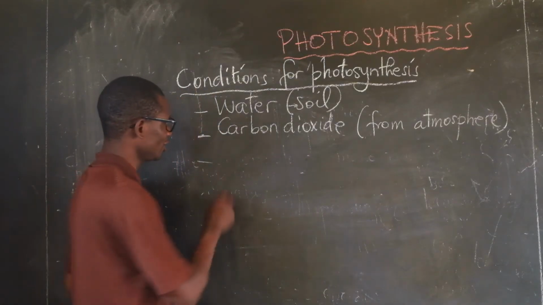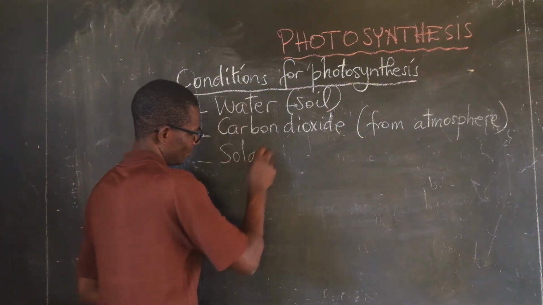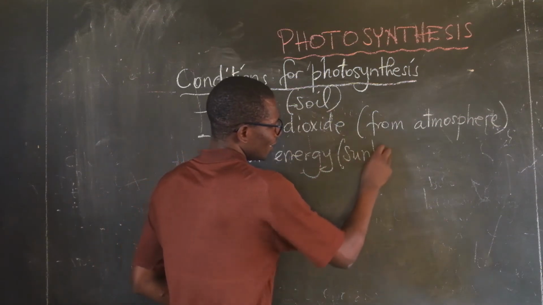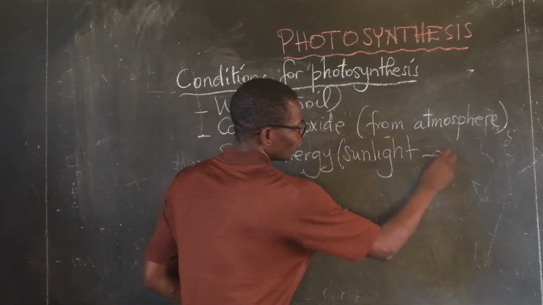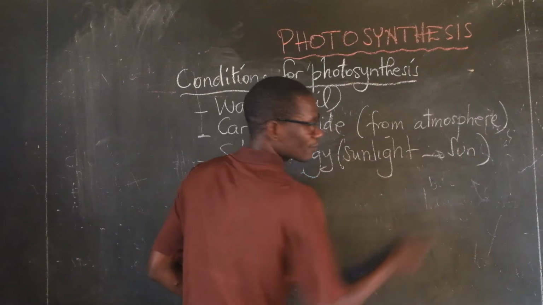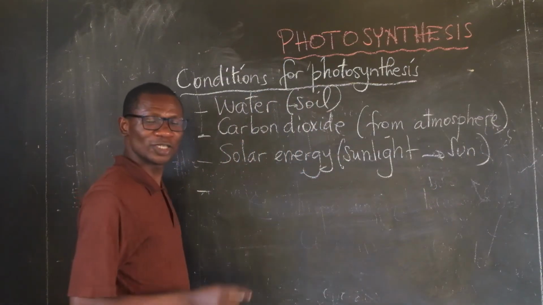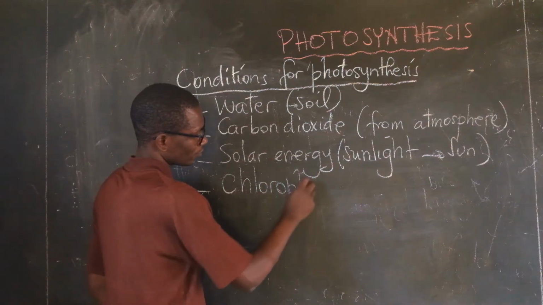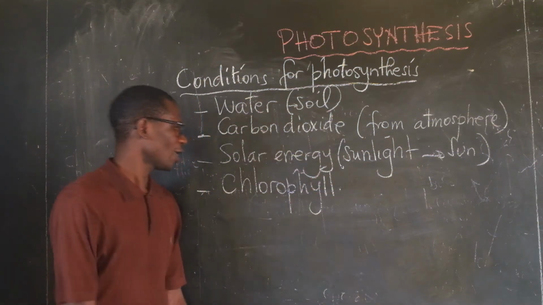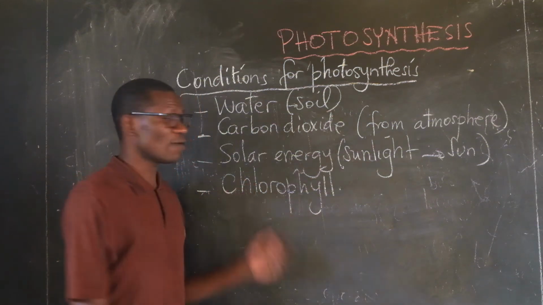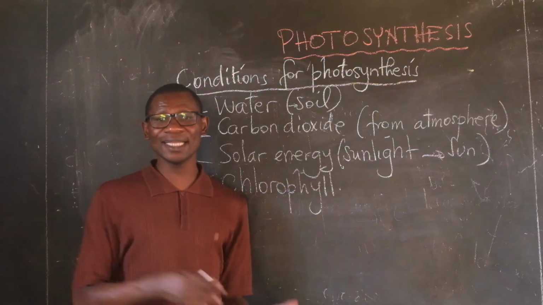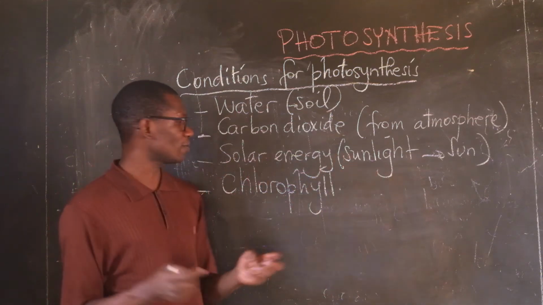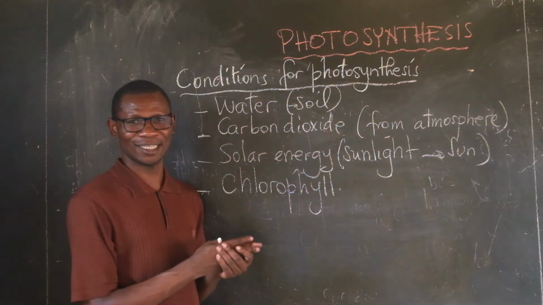The third condition is the solar energy. The solar energy, or the sunlight. The sunlight, of course, from the sun. The last condition which must be there is the chlorophyll. This chlorophyll, remember, is the one that makes the plants to be green in color. They are also the one which will trap or which will capture the sunlight energy.